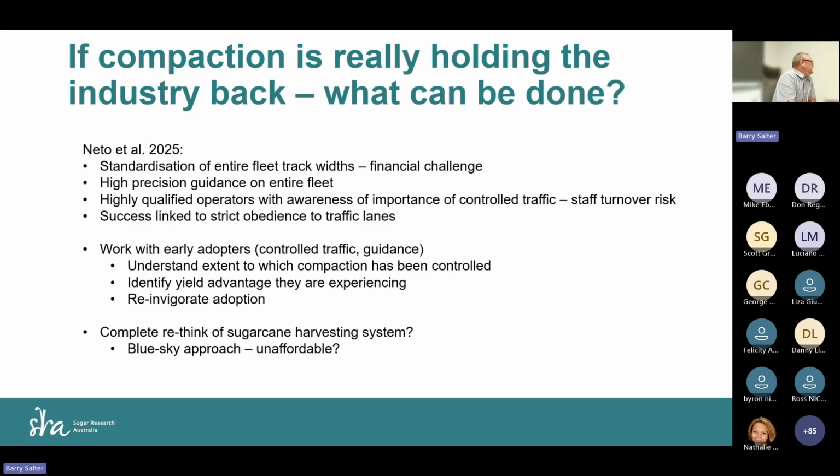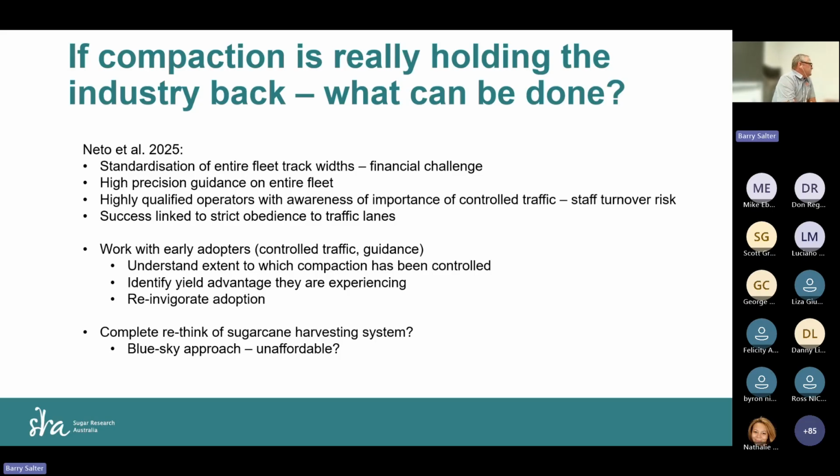And so you can see that, I think those are reasonable suggestions, but they're not necessarily easy to adopt, I suppose, particularly the potential financial challenge of having the entire fleet on the same system. So what do I think we can do?